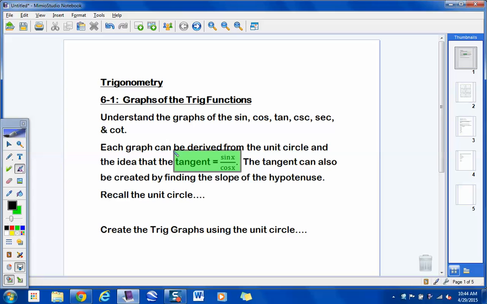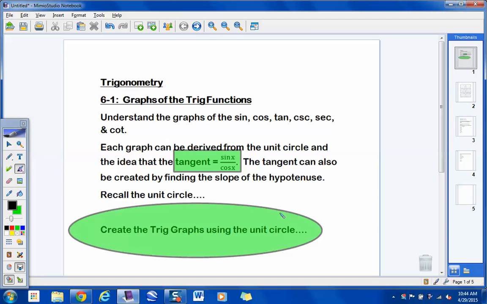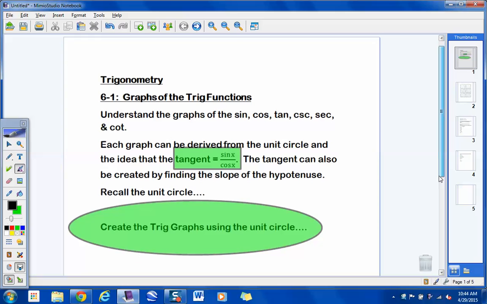We'll talk about the unit circle in a little bit, but what we're really looking to do today, this is the big idea. Create the trig graphs using the unit circle. All right. Create the trig graphs using the unit circle. And this is really pretty easy today.